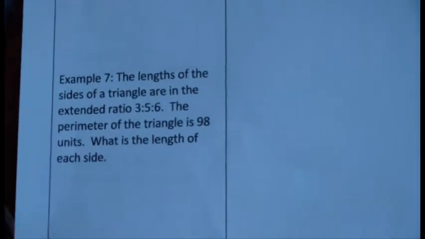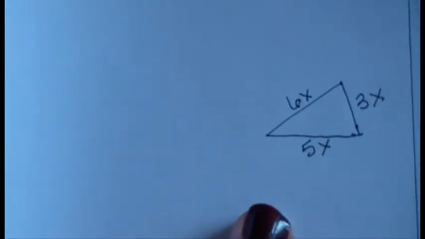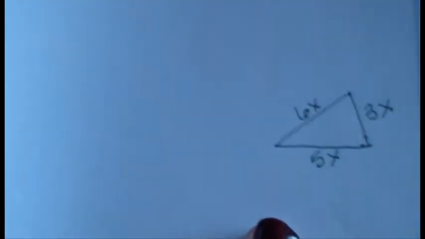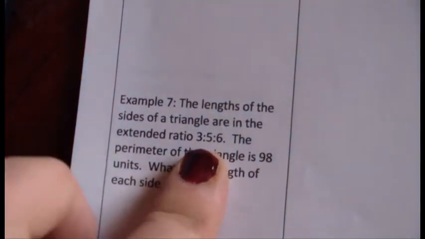If you want to draw yourself a quick little picture just to see what's going on, you can draw a triangle. Now we don't know the exact length, so I am going to write these as: one side is 3x, one side is 5x, and the last side is 6x. I just got the 3, the 5, and the 6 from the extended ratio we were given.